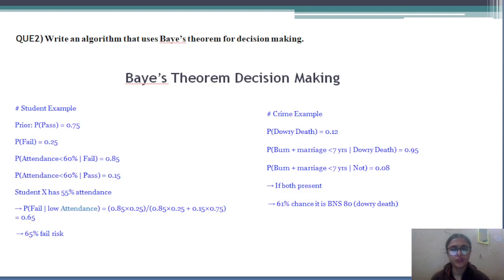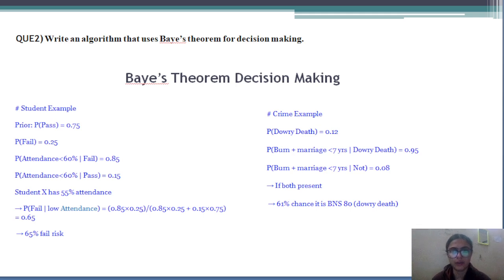Now let's move to question 2. So question 2 was: write an algorithm that uses Bayes' theorem for decision making. To explain this question properly, I will first explain what Bayes' theorem is and then explain the student's example, and after that I will explain the crime or dowry death example.